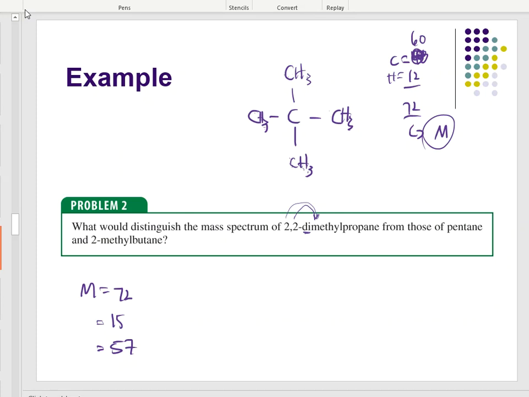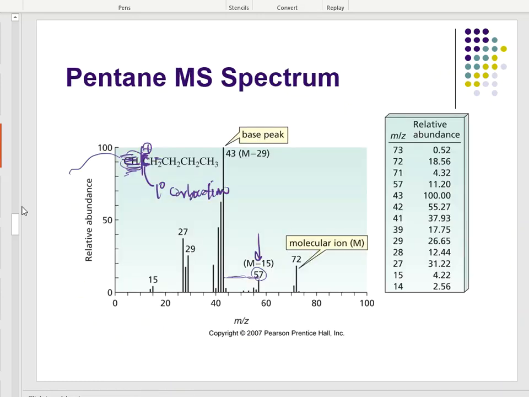So how would you distinguish the mass spectrum of this? Well, my 15 and my 57 are going to be pretty high, because these are the only two fragments that I could really get from this molecule. I can't get anything else. So if I go back to the mass spectrum of the pentane, it showed me 29s and 15s. There's no way that I can get this anymore.